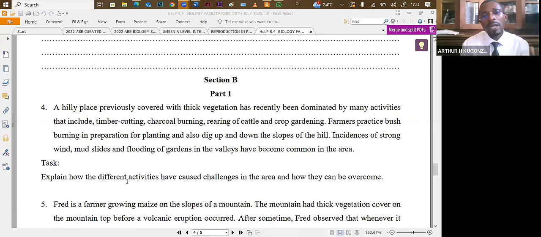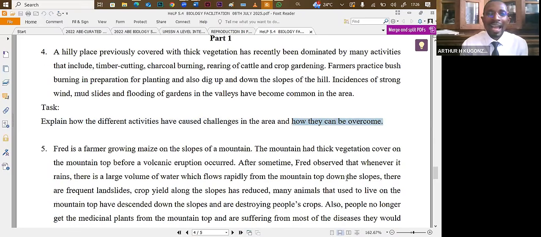The first one is saying, explain how the different activities have caused the challenges. So what you do, you first respond to this one here: how the different activities have caused the challenges. Then when you finish, you now go to the second portion: how can they be overcome? And what is the approach here? Now, the approach here is this. Here, I will want you to write. I will not type.